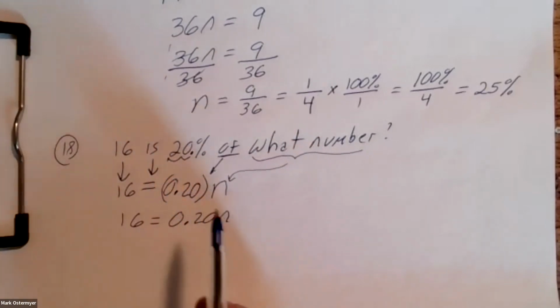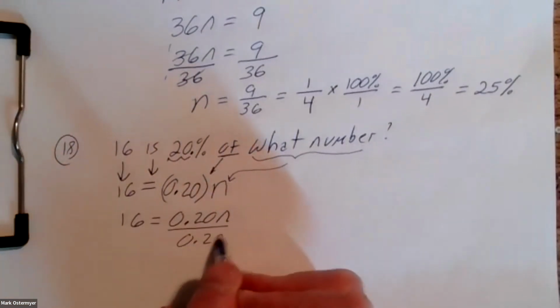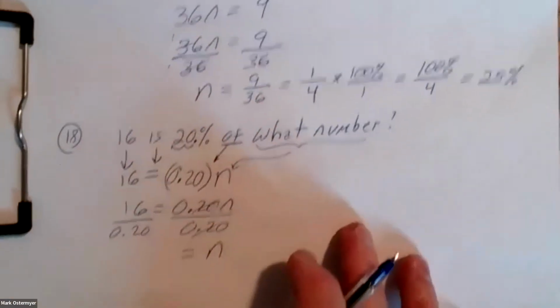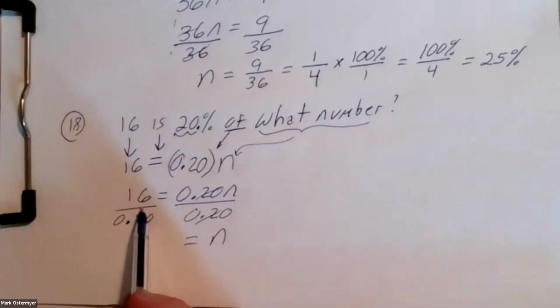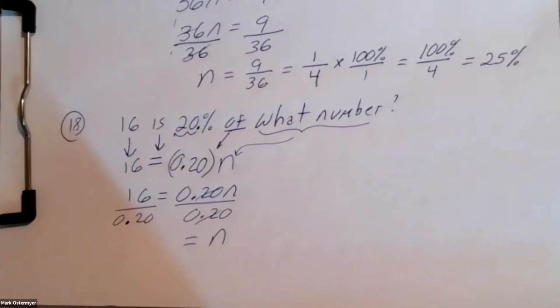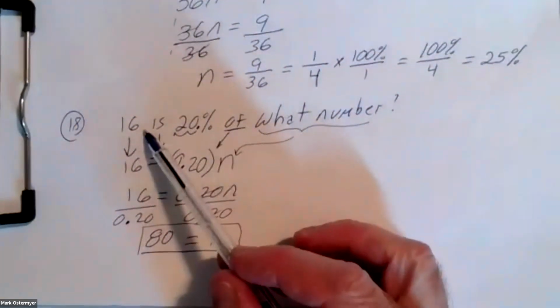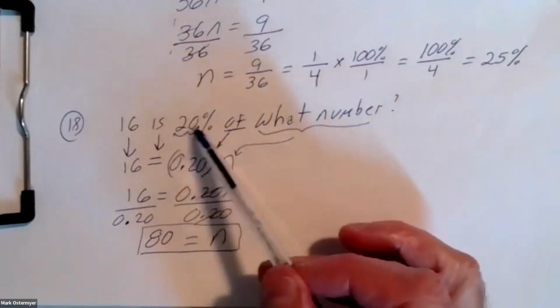Now, how do we solve the equation? What do I got to divide both sides by? 0.20. This reduces down to 1n or n. Get on your calculator. What's 16 divided by 0.20? 80. Answer is 80, and we got our answer. So as it turns out, 16 is 20% of what? 80, correct? 16 is 20% of 80.